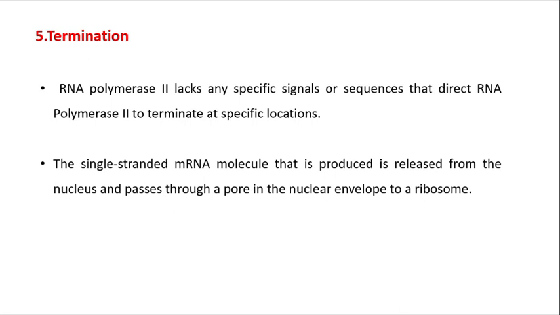And the last process is termination. RNA polymerase II lacks any specific signals or sequence that direct it to terminate at specific locations. Actually, the termination process in eukaryotic transcription is not very clear compared with prokaryotic transcription. The single-stranded messenger RNA molecule that is produced is released from the nucleus and passes through a pore in the nuclear envelope to a ribosome.